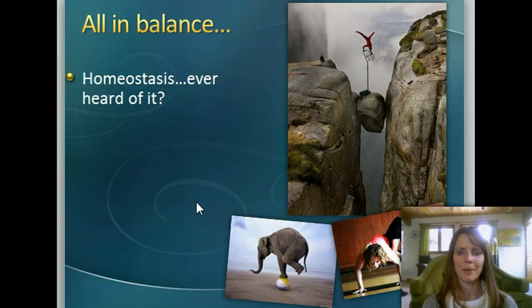I like these pictures, by the way. This is crazy, by the way, if that really is real.